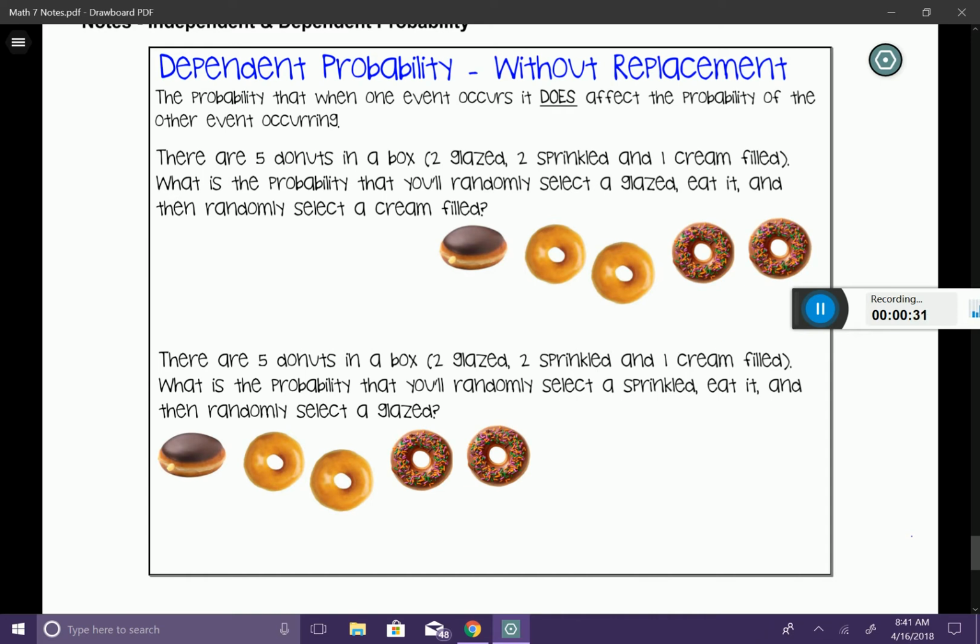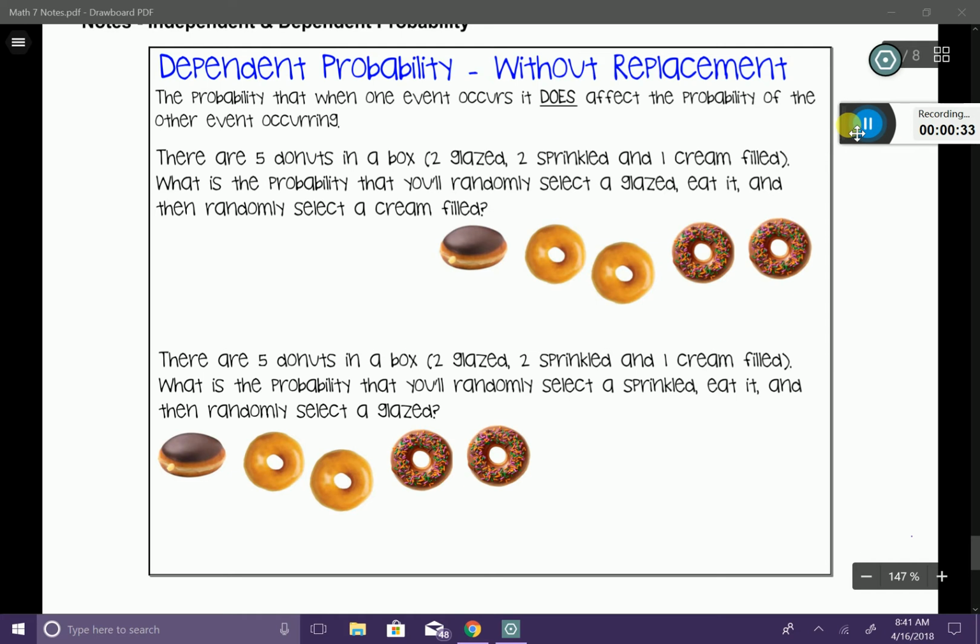Let's look at the first example. I'm sorry, I'm not trying to make you hungry here with all the candies and donuts, but I thought this was a great way to explain this example.